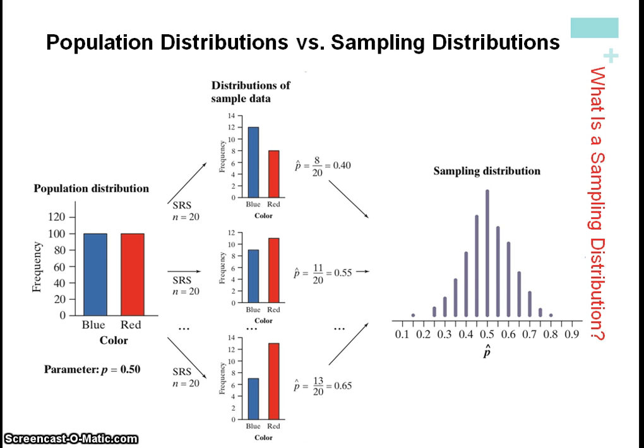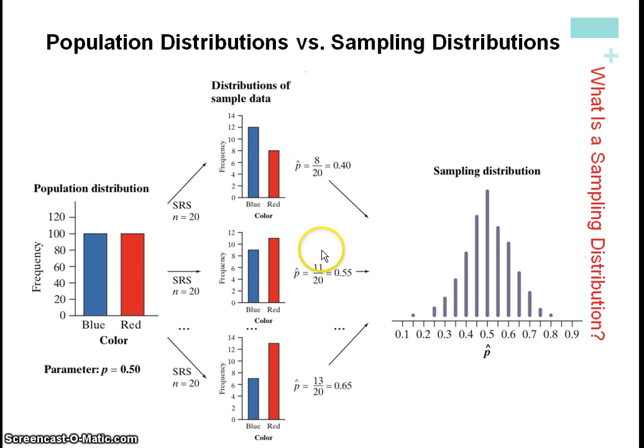Now, usually we don't know what the population distribution is. This is usually not known to us. Then when we take a sample, these are 3 different distributions of samples. So distribution of a sample, here's one sample. That's the distribution of one of the samples. This is a distribution of another sample. This is a distribution of another sample. So this is actually 3 different sample distributions.